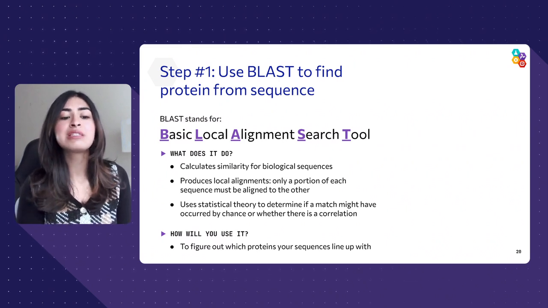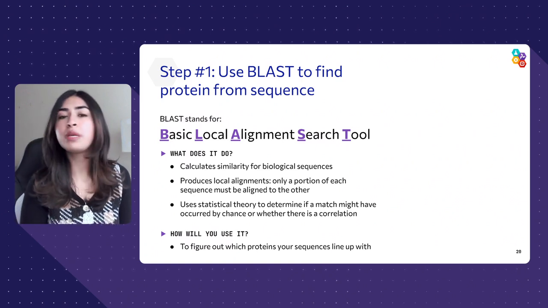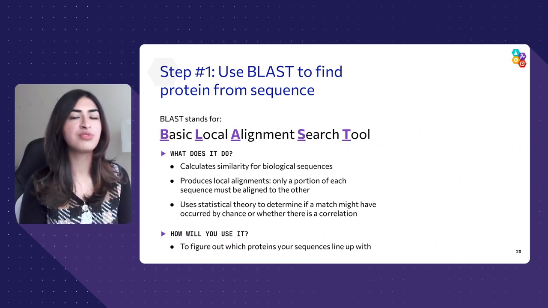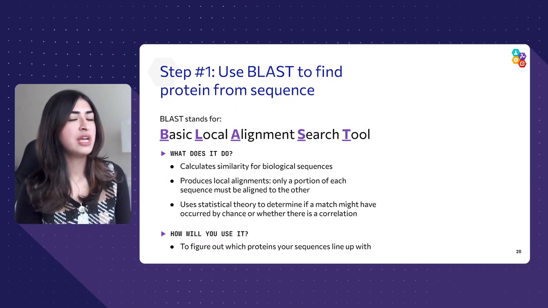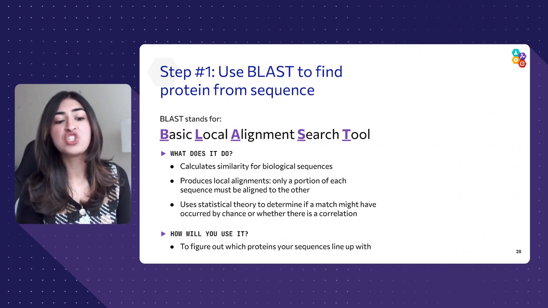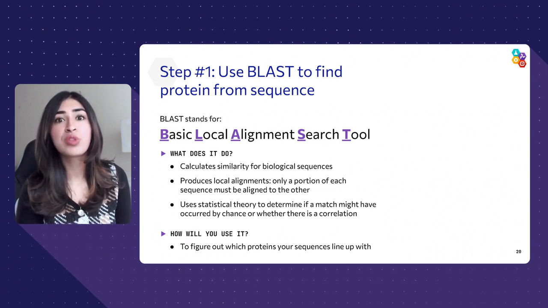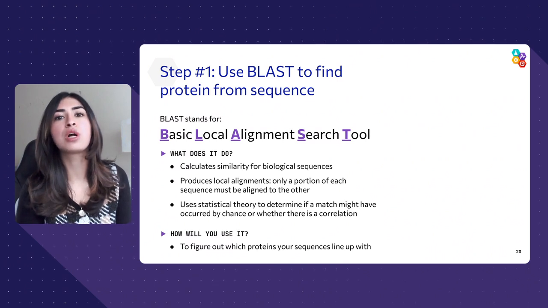It calculates a similarity score for biological sequences. So let's say I put in 2 amino acid sequences. It'll tell me if they're 100% identical, if they're 90% identical, and then it'll also tell me a little bit about whether that match might have occurred by chance or whether there is a correlation between the two sequences, whether they're actually related, whether they came from a common ancestor or not. And how are you going to use it? You're going to figure out which one of your proteins your sequences actually encode for.